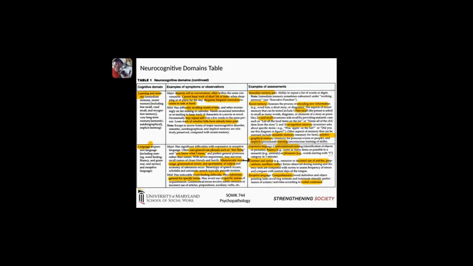Anyway, so that's phonemic. Under grammar and syntax is basically using the correct word to identify something.